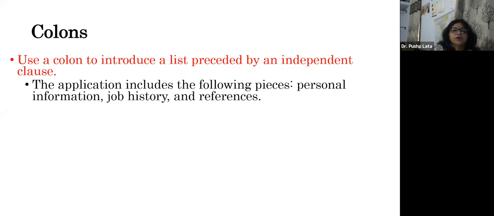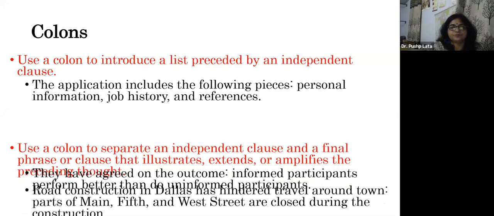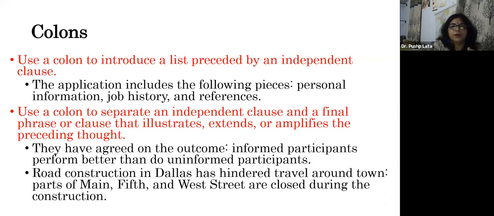Colons. Use a colon to introduce a list preceded by an independent clause. The application includes the following pieces: personal information, job history, and references. So what does it include? When you are listing, you can put a colon before that. This is another reason: wherever you are going to illustrate or extend or amplify, there also you can use the colon.